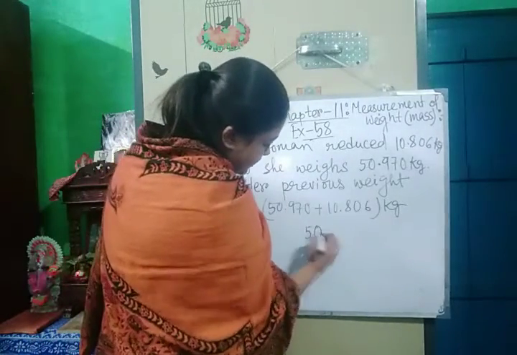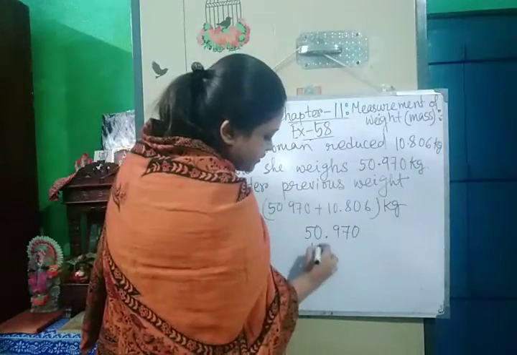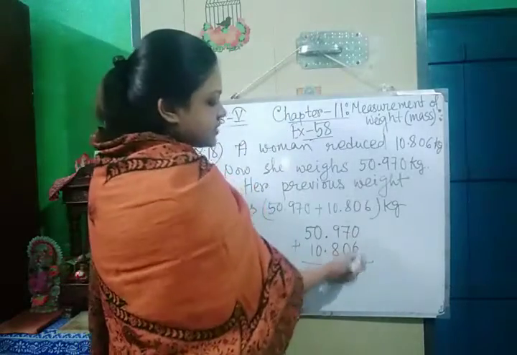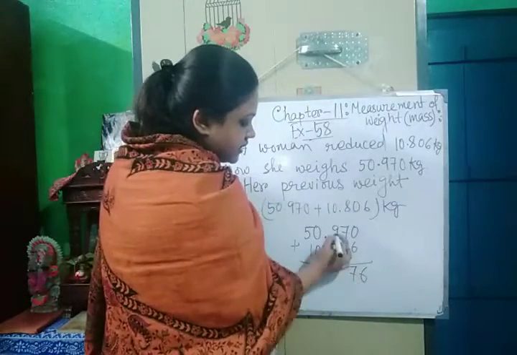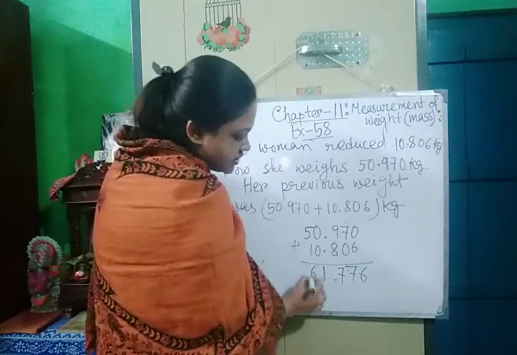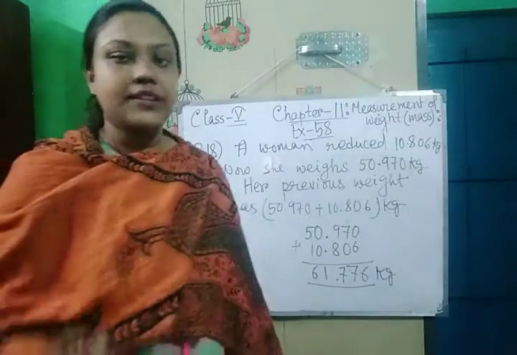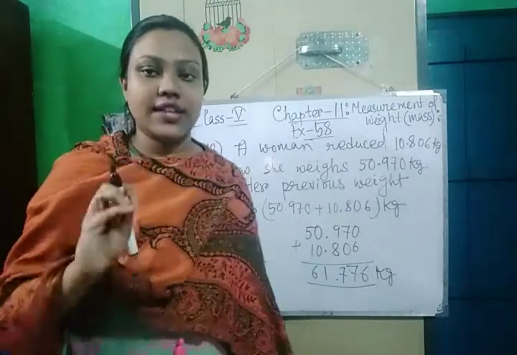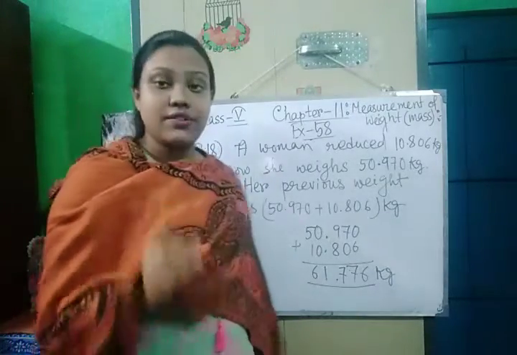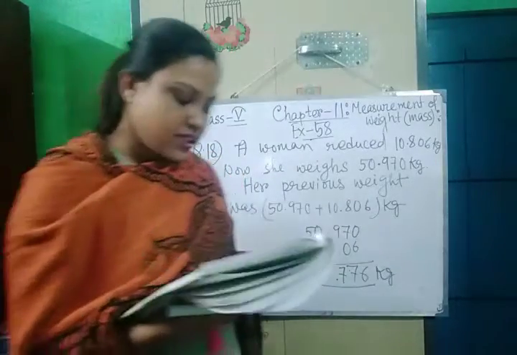So 50.970 and here 10.806. Now we will have to add. So 0 plus 6, 6. 7 plus 0, 7. 9 plus 8, 17, 7 here, 1 in hand. 0 plus 1, 1. 5 plus 1, 6. So 61 kg 776 gram. That means 61.776 kg was her previous weight. Again I am repeating, 61 kg 776 gram was her previous weight. Okay. This is done.